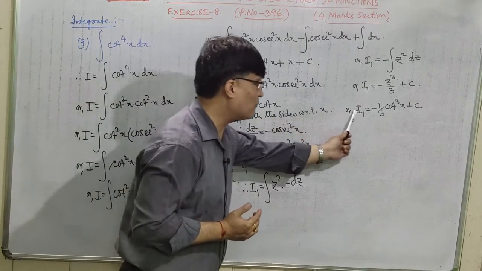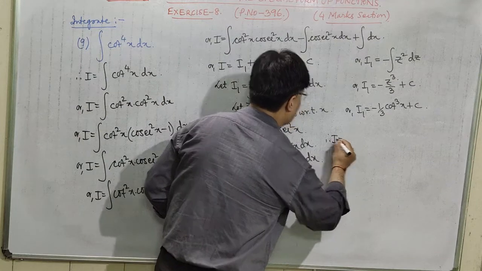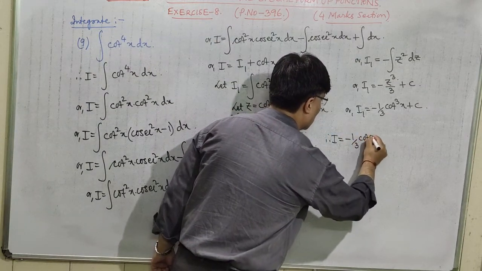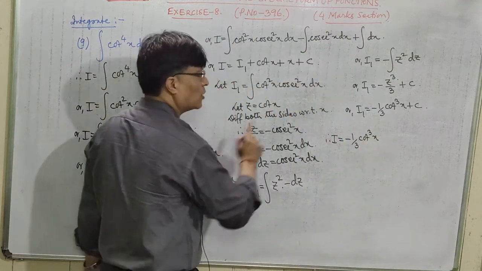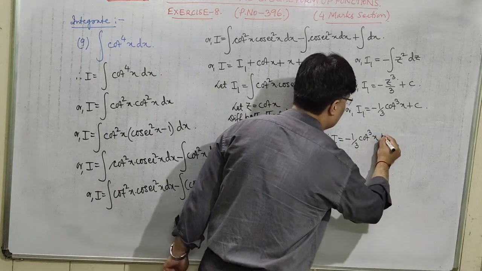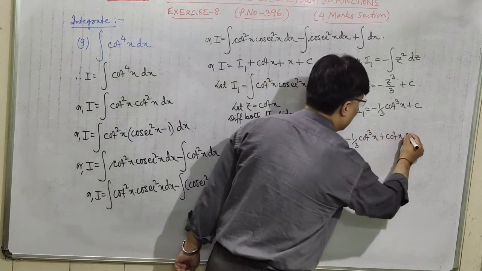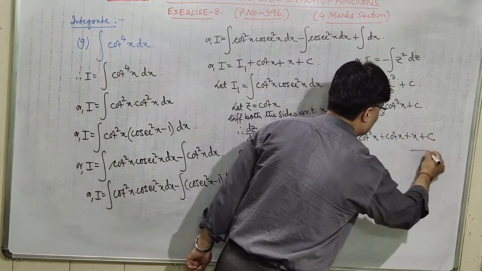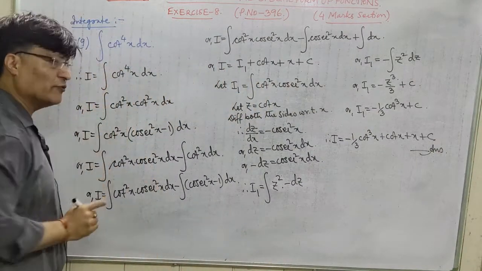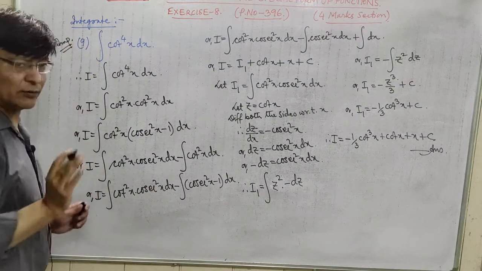So let us put this value of I1 in I. Therefore, I is equal to, what is I1? It is minus 1/3 cot cube x. You don't have to write down the c because c is already written here. Then write plus cot x, then plus x plus c. So this is the final answer. This question is also very, very important. You can mark it. So I think you have understood it.